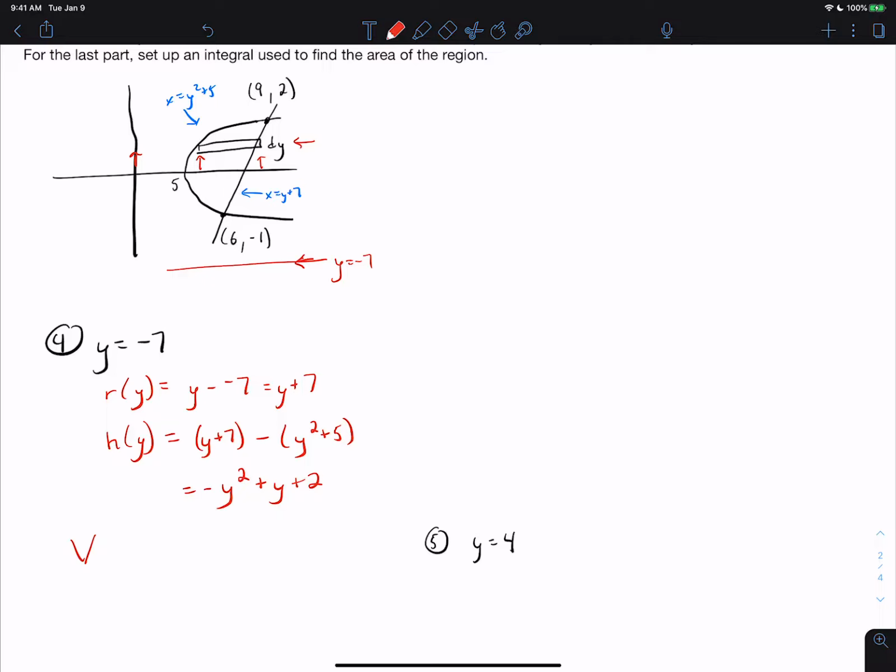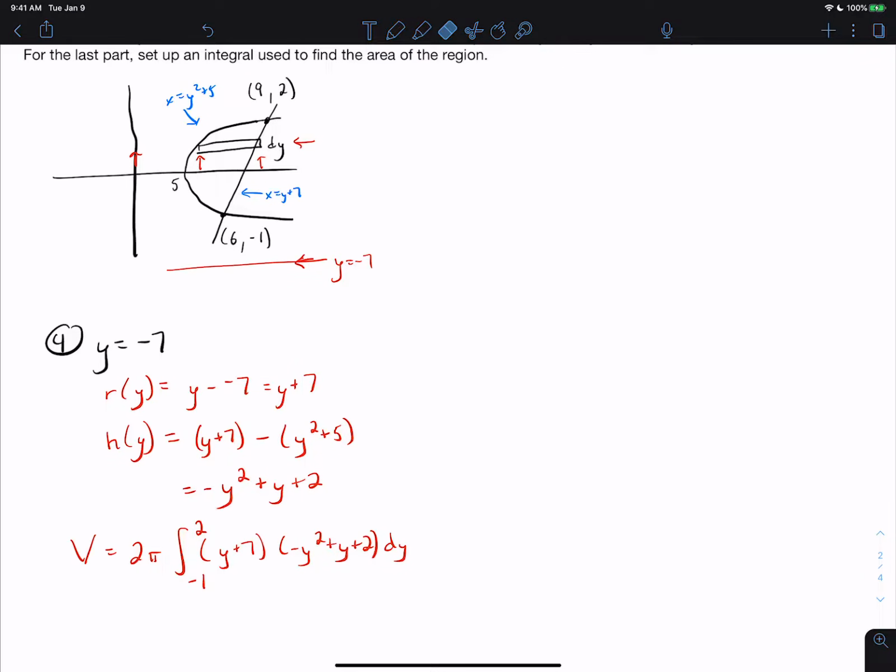Volume then is 2 pi RH. So we get 2 pi times the integral (y plus 7) times (-y squared plus y plus 2) times dy from -1 to +2.